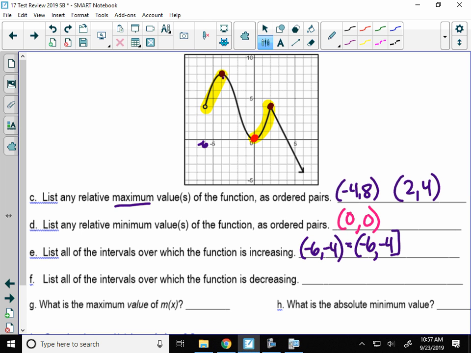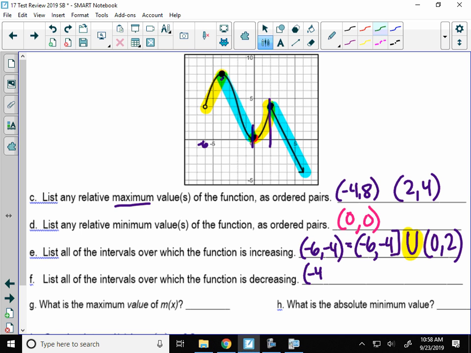The other interval of increase would be, I'll use a union there, from 0 to 2. Now, intervals where the function is decreasing. So decreasing here, I'm decreasing from negative 4 to 0.